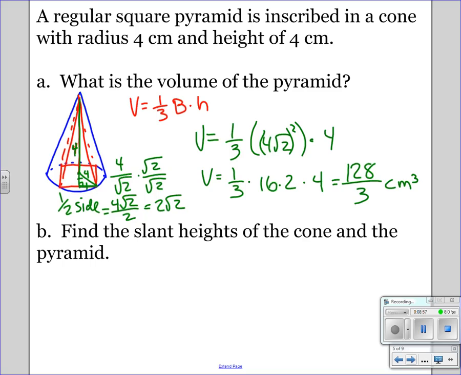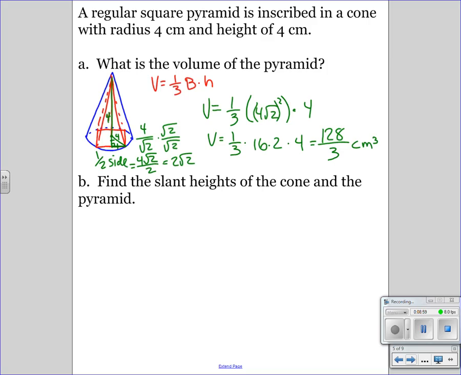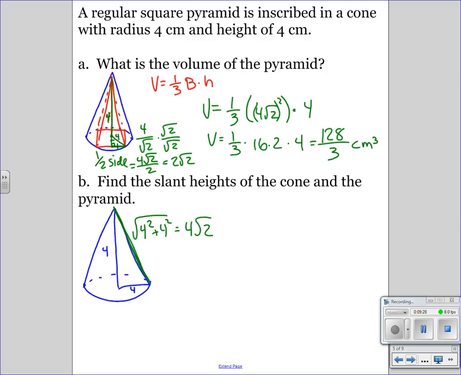So let's talk about the cone. So just talking about our cone, the height is 4, the radius is 4. So the slant height there is going to be the square root of 4 squared plus 4 squared, or 4 root 2. So that was our easy one.